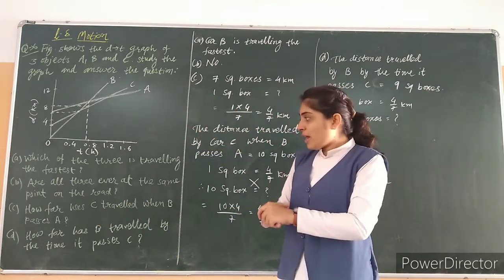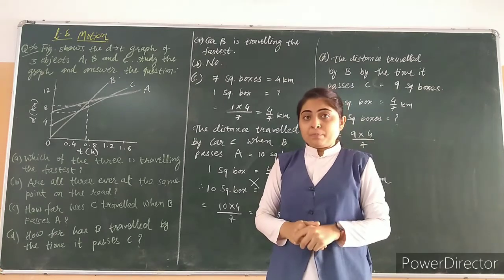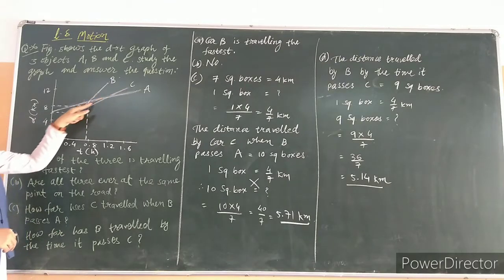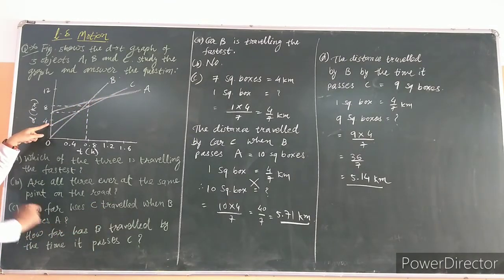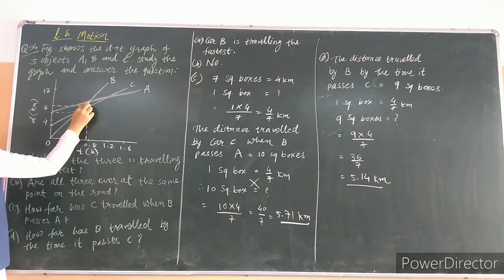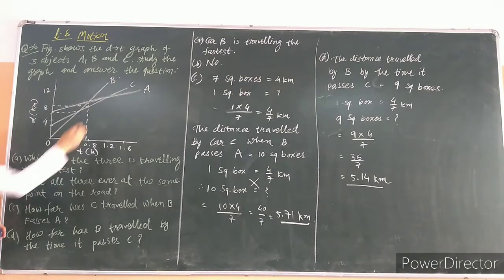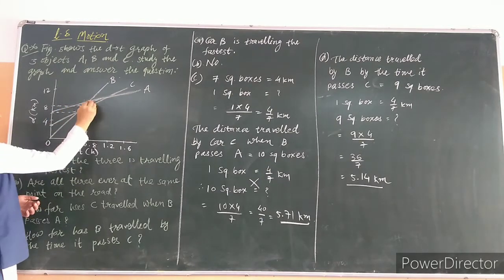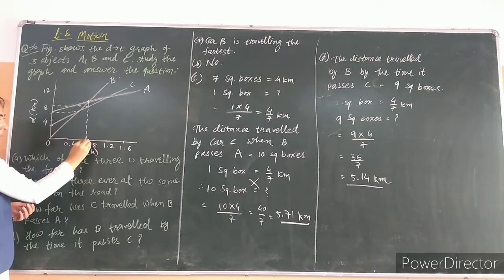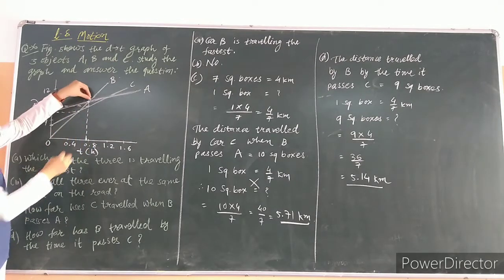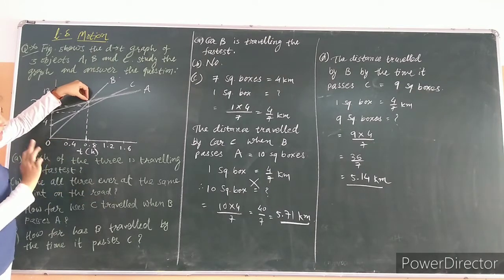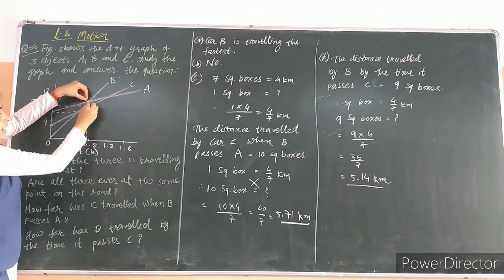Now the third question: how far has C traveled when B passes A? This is an important question. How far has C traveled when B passes A? It means when B and A meet. B and A meet at this point, where the objects A and B meet. Let me say this is at this time. Okay, how can we find the time? On the time axis. And we need to find the distance traveled by C. At which time? At this time.